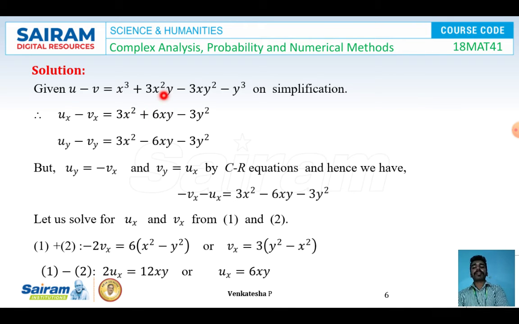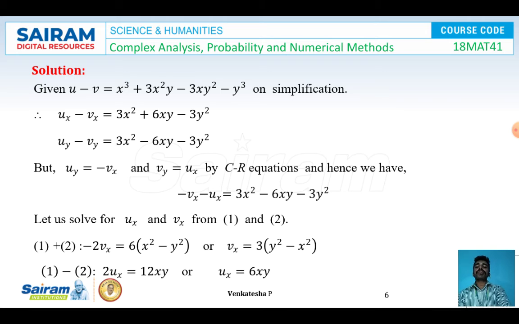Similarly, differentiating the same expression with respect to y, I'll get dou u by dou y minus dou v by dou y is equal to 0 plus 3x square, since x is a constant, the first term becomes 0, minus 6xy minus 3y square. So I got uy minus vy is equal to 3x square minus 6xy minus 3y square. Now I'll be changing this uy and vy in terms of ux and vx by using CR equations. I'll be replacing uy as minus vx and vy as ux. So I got minus vx minus ux is equal to 3x square minus 6xy minus 3y square.